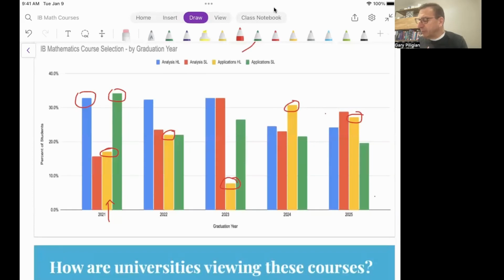I'm a little surprised. I think this red bar, I would expect, and I've been wrong, I would have thought that this would have been kind of the most popular course to take because it's a good solid math course for people who aren't going to go into a quantitative major but want to have a great math background. Analysis SL, I think, is a good course for that.